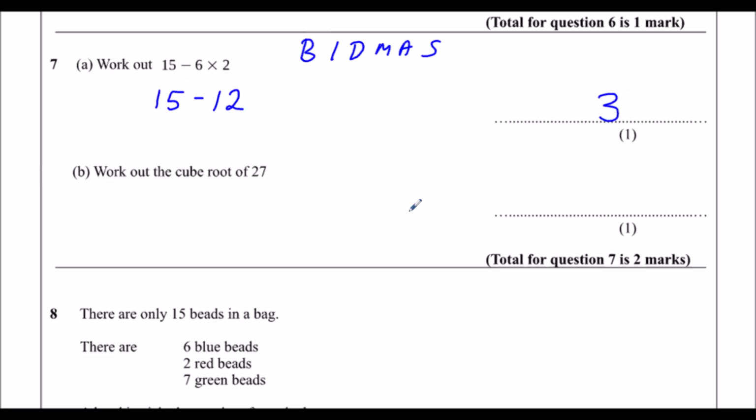That gives us 3. And work out the cube root of 27. So what number times itself and times itself again makes 27? And that's 3. 3 times 3 is 9. Times 3 is 27. So that means the cube root of 27 is 3.